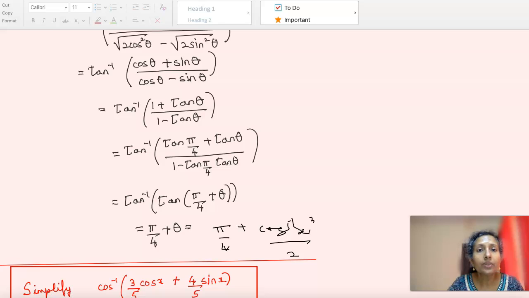I will just repeat it once more because my handwriting is really something which needs to be worked upon. So this becomes cos inverse of x squared by 2.